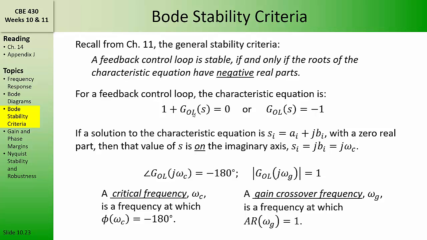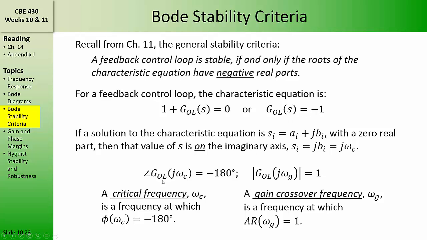In general, that's 1 plus the open loop transfer function equals 0. Or equivalently, the characteristic equation is the open loop transfer function equals minus 1. If a solution to the characteristic equation is some complex value of s equals a plus jb, with a 0 real part, then that value of s lies on the imaginary axis. That is, it has no real part, and it can be represented by s equals j omega c. And if it's a solution to the characteristic equation, then the characteristic equation takes a value of minus 1.